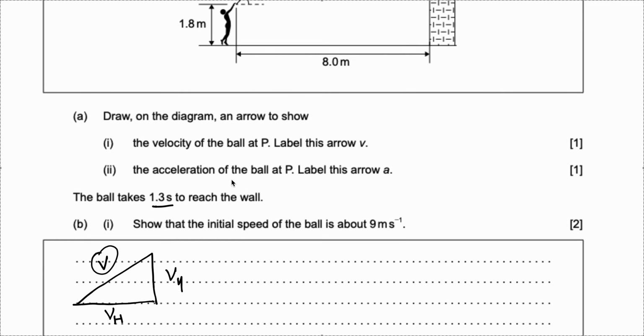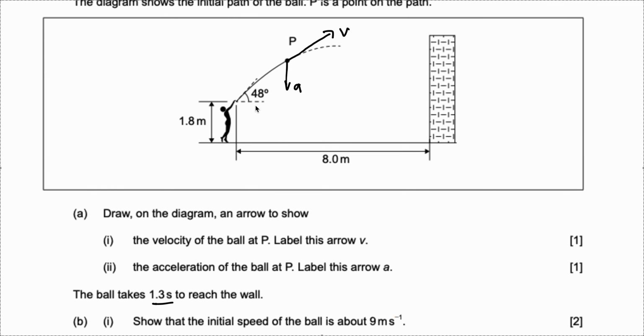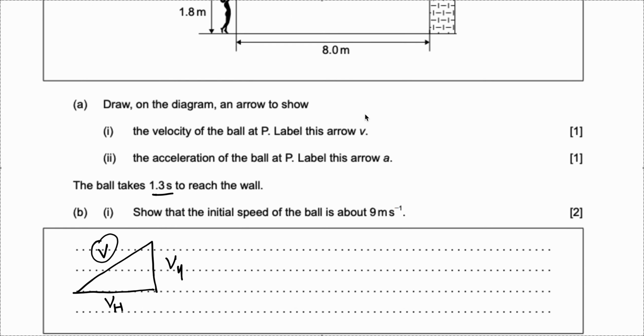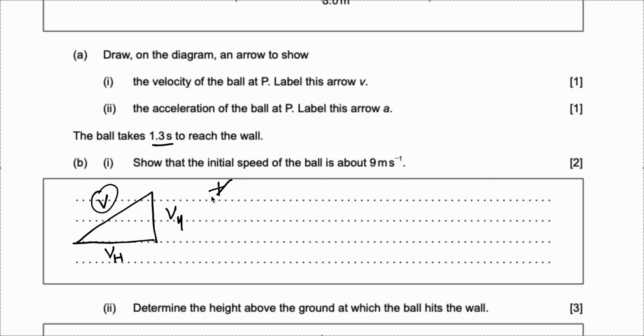So what do we know? We know that the ball takes 1.3 seconds to travel 8 meters to the wall, right? And one major concept in the topic of projectile motion is that horizontal velocity is constant, so it's the same throughout the motion. Using this simple fact, we can calculate the horizontal velocity. We can apply the basic formula: horizontal velocity is equal to the distance, 8, over 1.3, right? That's what the horizontal velocity is equal to.